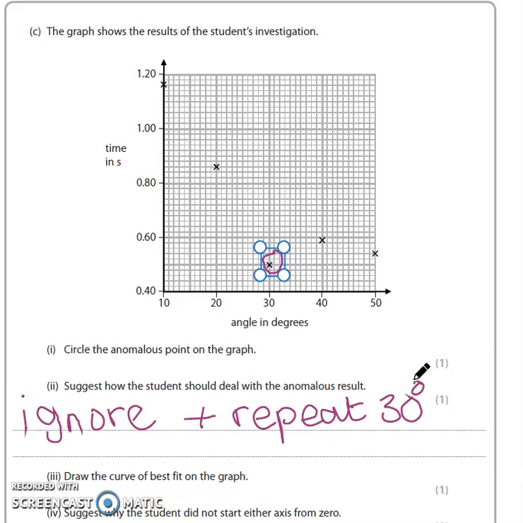The next part of the question says draw the curve of best fit on the graph. And to do that, you have a little look at the points and you think, will it be a straight line or will it be a curve? This will be a curve. So you freehand draw a curve like so.